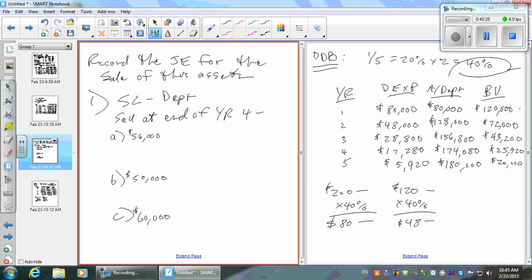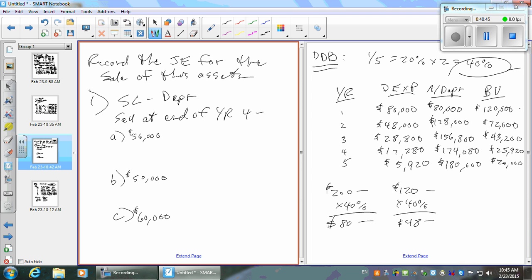Less accumulated depreciation? So do you need to get rid of the accumulated depreciation? The answer is yes. Do it. And you know what? The difference is your gain or loss. Of course. If you sold it for more than its book value, guess what? You have a gain. If you sold it for less, you have a loss. What if you sold it for exactly the book value? You have neither one.